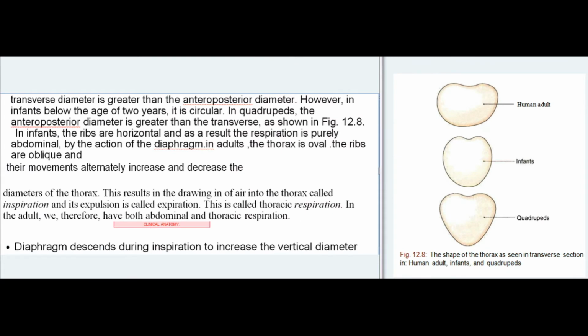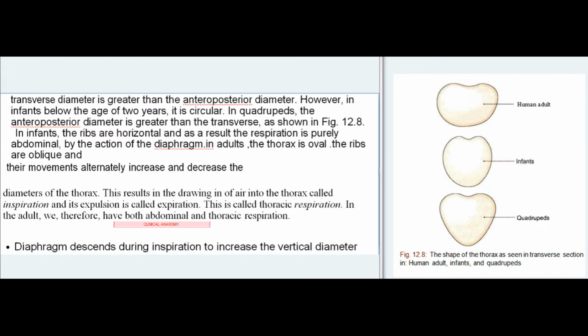The transverse diameter is greater than the anteroposterior diameter. However, in infants below the age of 2 years, it is circular. In quadrupeds, the anteroposterior diameter is greater than the transverse, as shown in Fig 12.8.